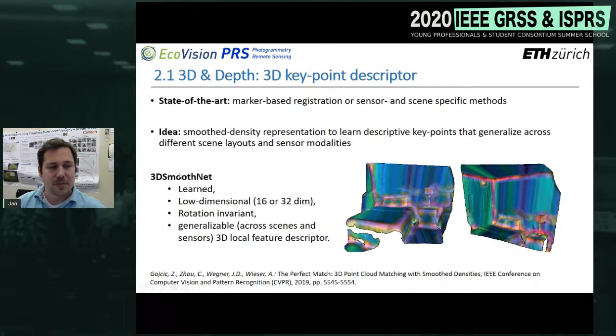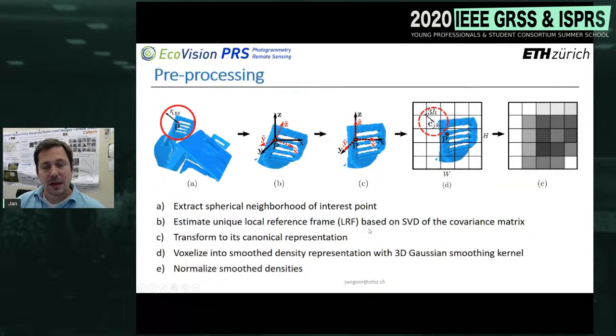We call this 3D SmoothNet. The cool thing about it is that it has very low dimensional, highly descriptive feature vectors compared to most state of the art. They are rotation invariant, and they generalize across different scenes and sensors, which is also fantastic. I will just quickly talk you through how this actually works.